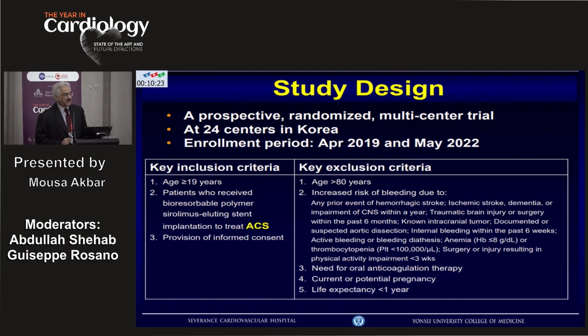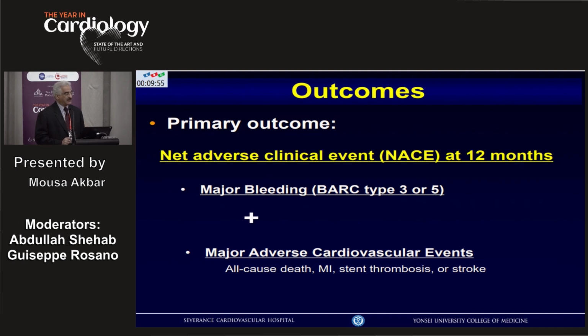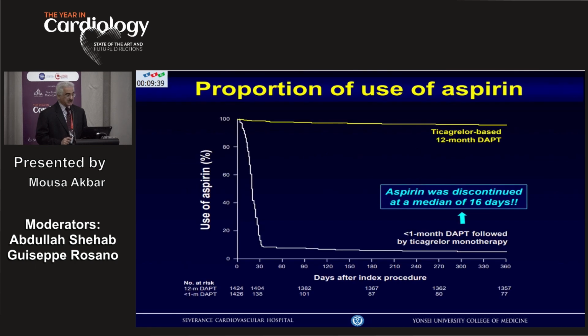Study design: 24 centers in Korea, patients with acute coronary syndrome, among them 40% with STEMI and 29% with diabetes. This is the design, ladies and gentlemen: 2,850 patients randomized into ticagrelor monotherapy, 1,426, versus the dual, 1,424. The primary outcome is the net adverse clinical event, NACE, at 12 months, and that constitutes major bleeding BARC 3 and 5, and MACE: MI, stent thrombosis, and stroke.